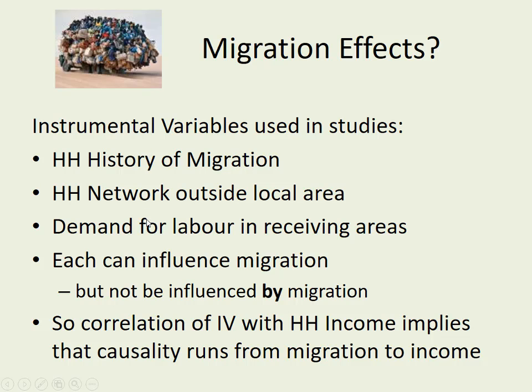So each of these things can influence migration, if you think about it, but they can't be influenced by migration. Even the household network is something you've built up over many years, so that doesn't change if one more migrant comes this year. And certainly demand for labour isn't changed very much, or history of migration isn't changed very much by a couple more arriving this year. So history is something in the past that can't be changed logically by something happening now. So if there's a correlation of any of these four things, or all of these four things, with household income, that implies that the causation must be going from migration to income.